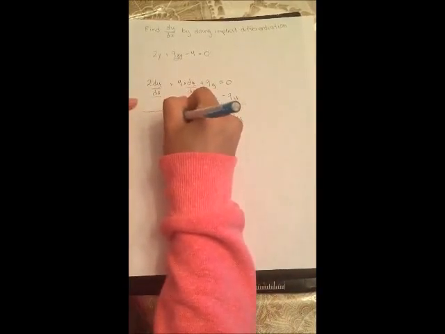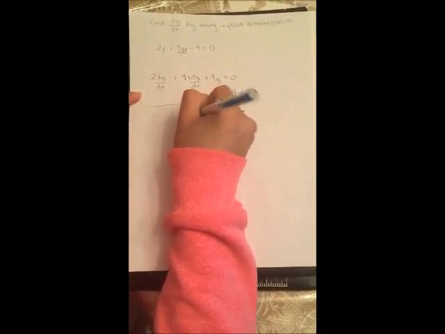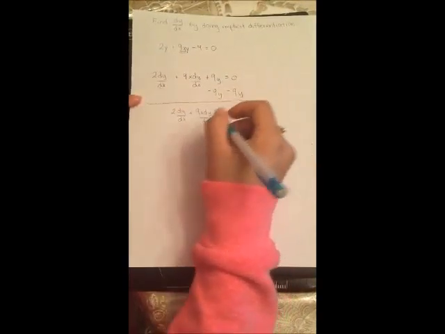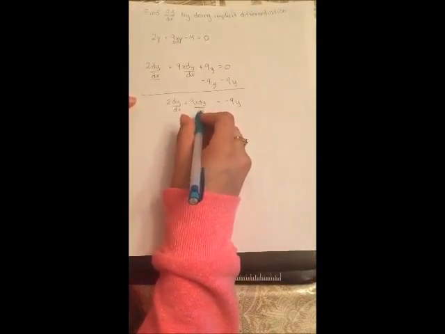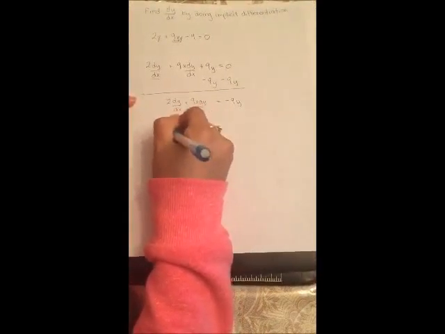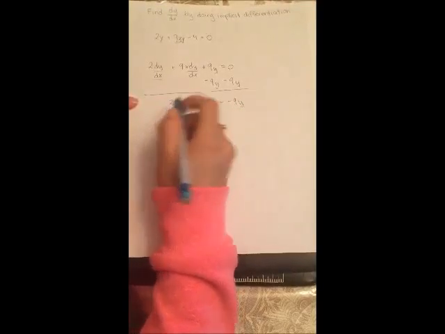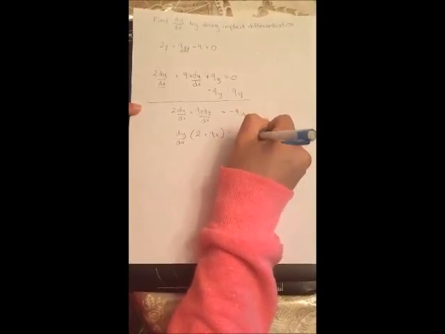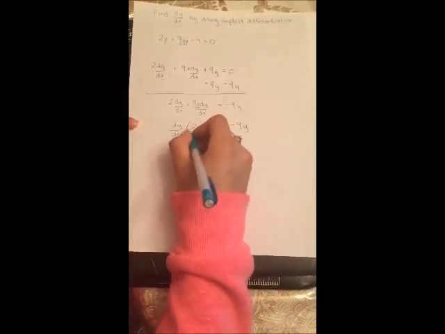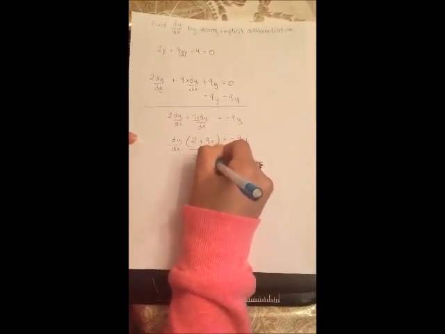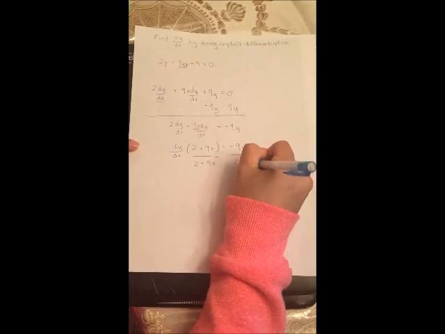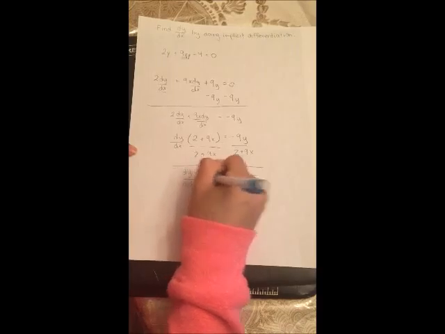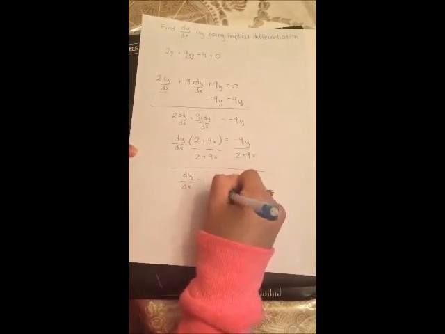And now we have 2 dy/dx plus 9x dy/dx. So since we're trying to solve for dy/dx, what we're going to do is factor out a dy/dx. So we have dy/dx, we're going to take the coefficients, 2 plus 9x, equals negative 9y. Again, we're trying to solve for dy/dx. So what we're going to do now is divide by 2 plus 9x. And that is our derivative. dy/dx equals negative 9y over 2 plus 9x.